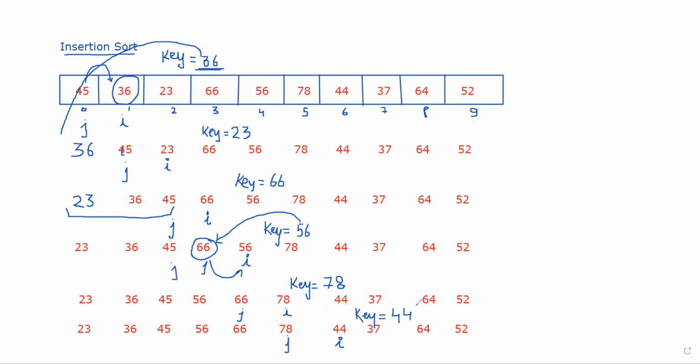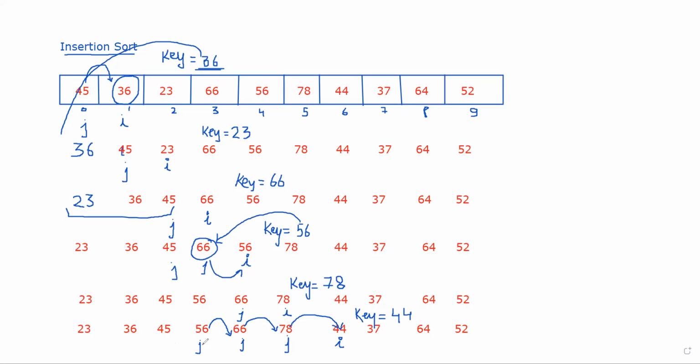I'll compare J. This is greater, so I will shift this over here. Then J minus minus, J will be here. This is also greater than 44, so this I will shift here. All greater values I will shift one by one. This is also greater, so this also I will shift here.